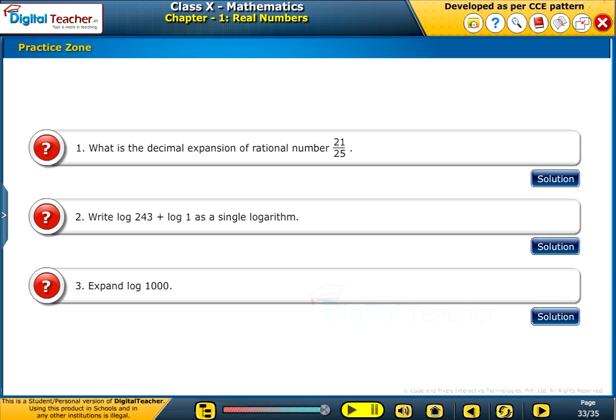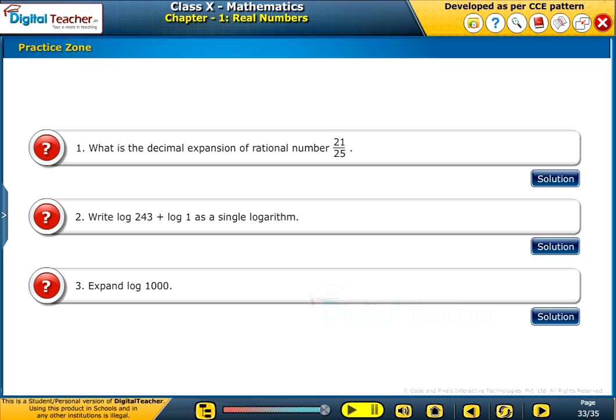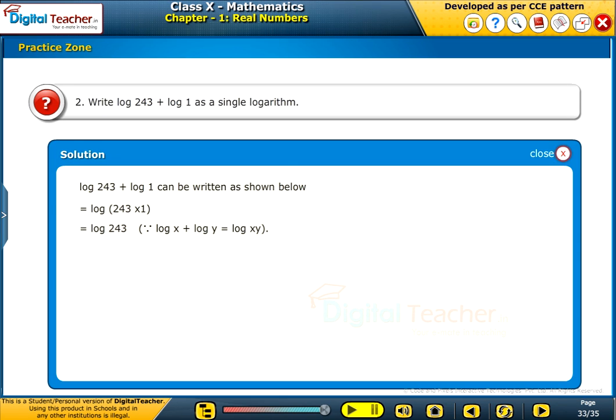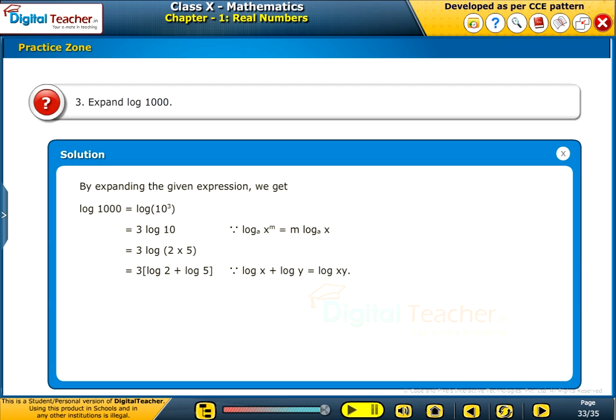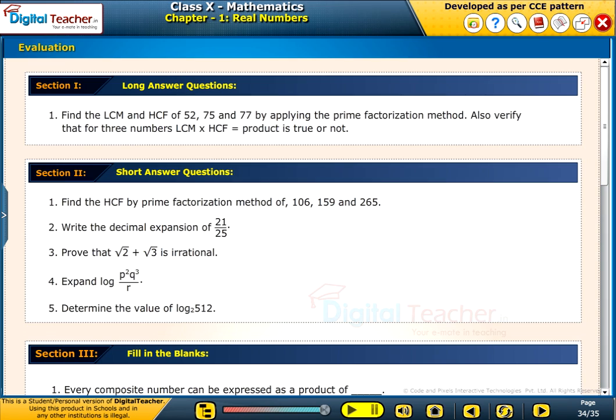Try to solve the problems in the practice zone on your own. Test your understanding of the chapter by taking the mock unit test.